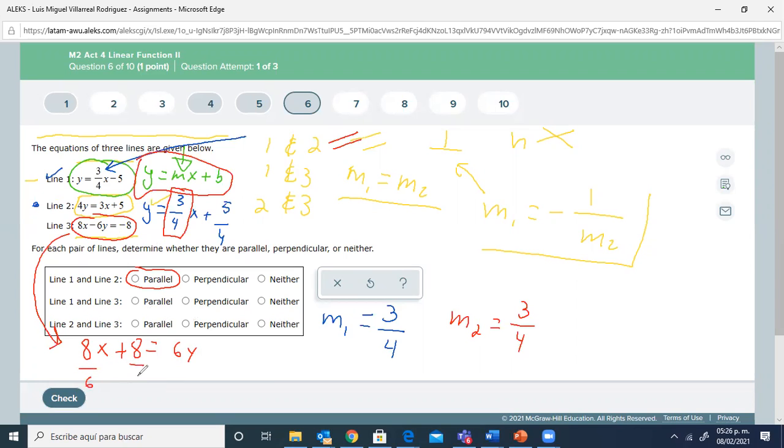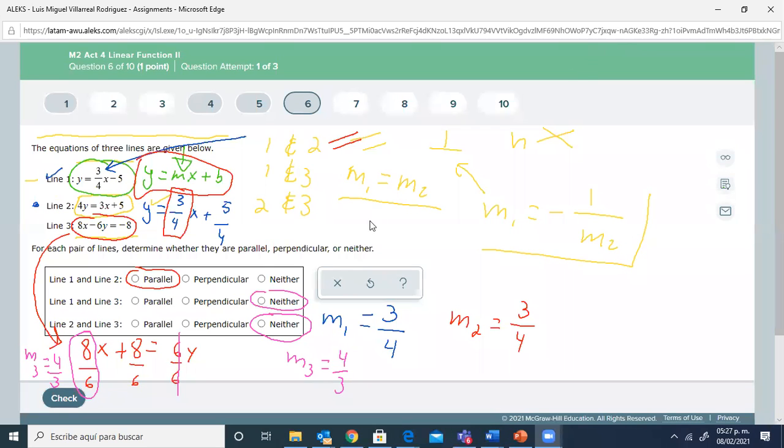over 6 over 6 over 6, which in the end is going to be a 1y that I was looking for. And then the coefficient of x is 8/6 here. When I simplify that, I take half in the top, half in the bottom. That is 4/3. The slope for the third line is 4/3. Line number 3 has 4/3. It is reciprocal, but it is not negative. So the answer for 1 and 3 will be neither, and 2 and 3 will also be neither.